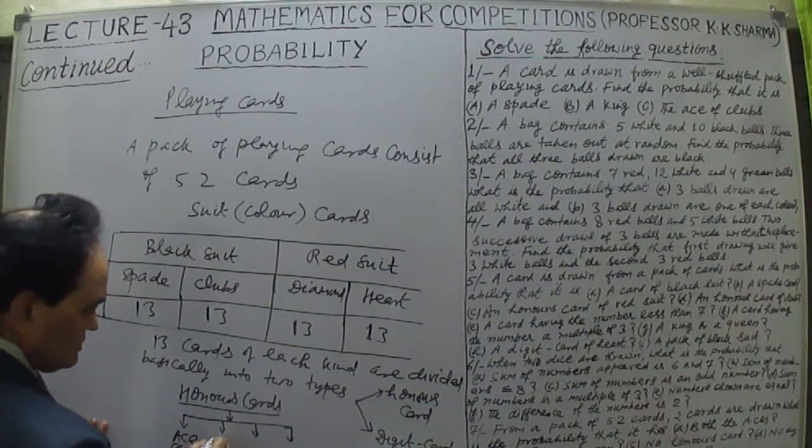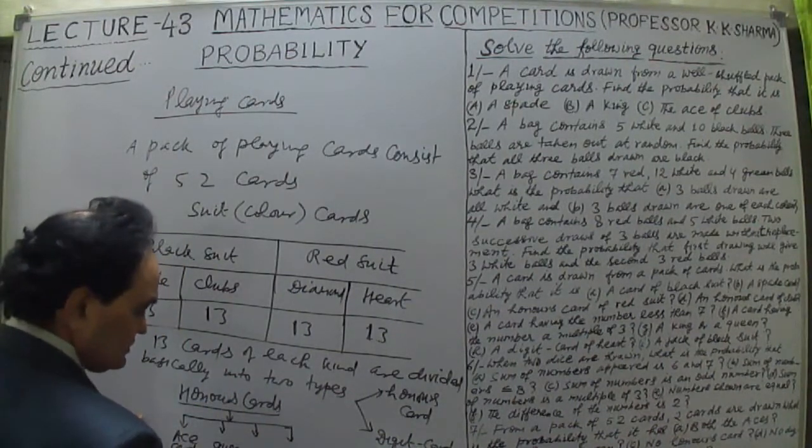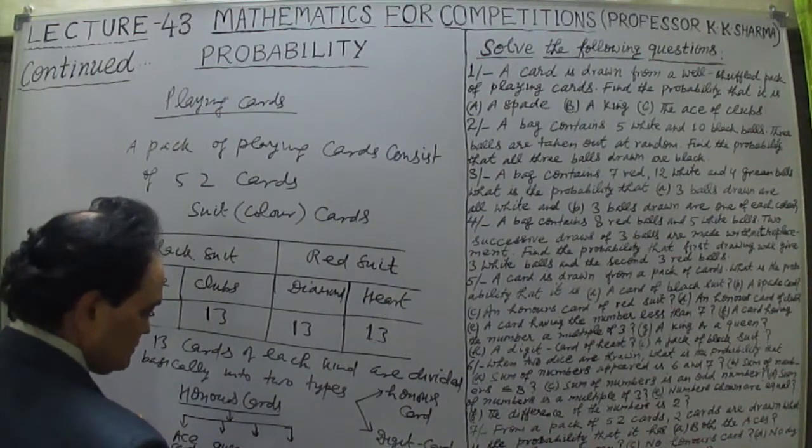Ace card. Then let me take queen card or queen cards. There are four queen cards, four ace cards. They are known as owner's card. And king card, right? King cards, four king cards.